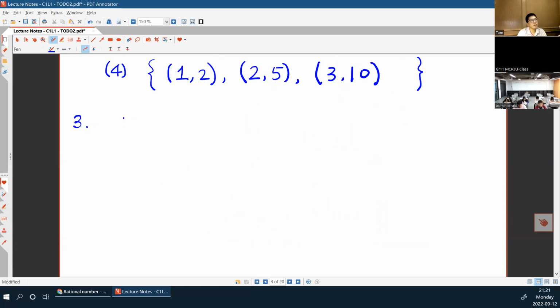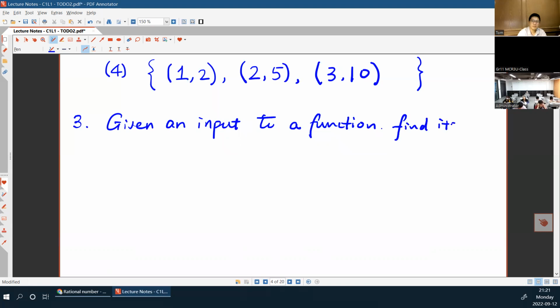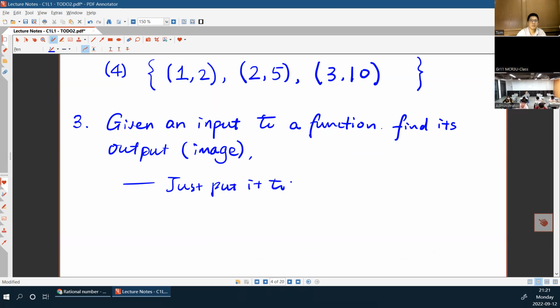That is, given an input to a function, find its output, which is very intuitive, right? I'll write it here. Given an input to a function, you should be able to find its output, or the image. Okay, the method is quite intuitive. We just put it to the function machine.